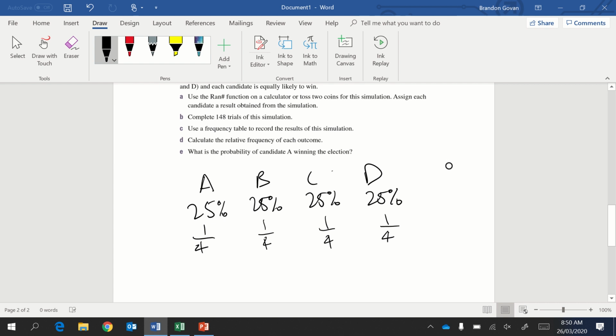Part A says, use the random number function on a calculator or toss 2 coins for this simulation. Assign each candidate a result obtained from the simulation.